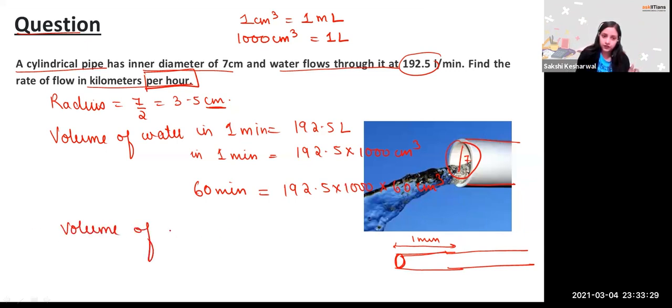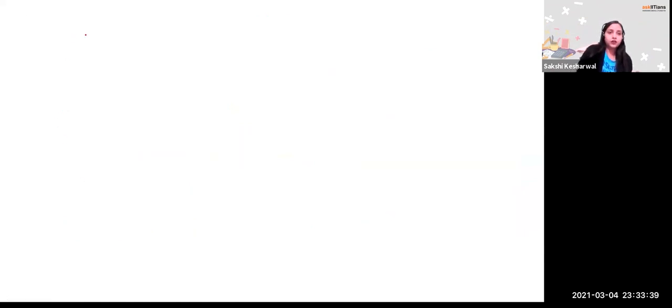Volume of cylinder is equal to what, beta? Volume of water, right or not? So volume of cylinder is equal to what? Pi r square is what, beta? 7 by 2 whole square, right? Into height, that is what you have to find out.